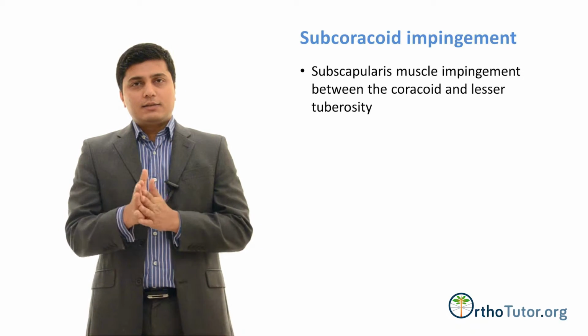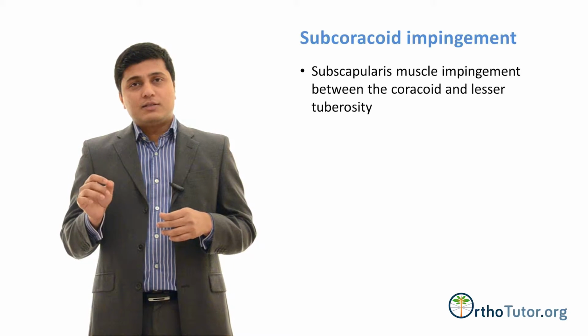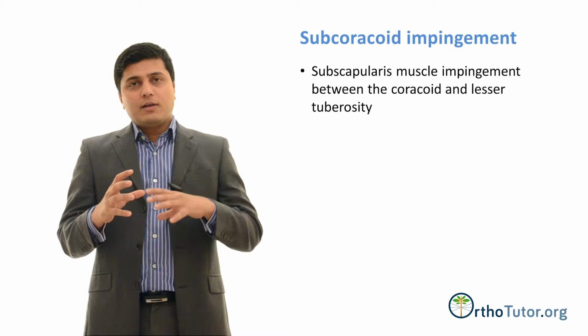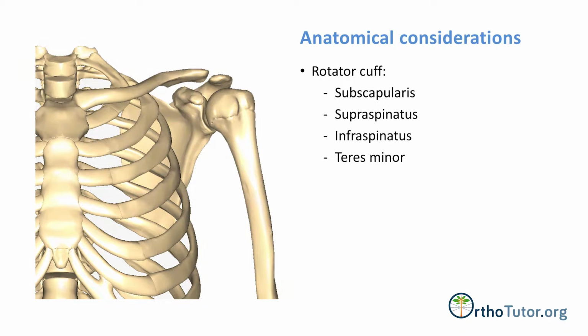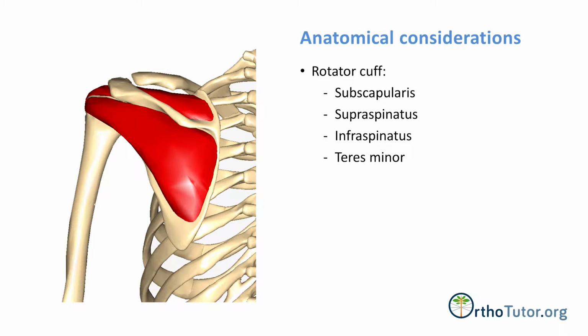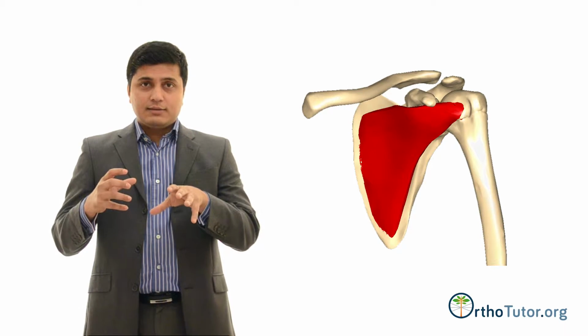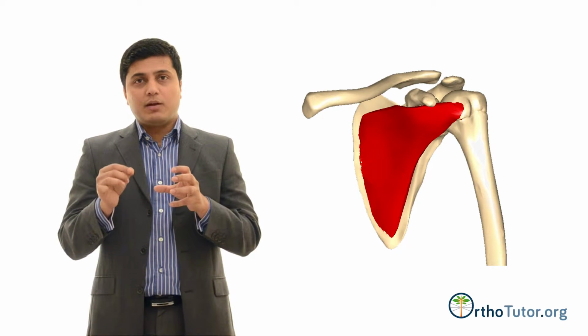Before understanding the definition of subcoracoid impingement, we must understand the anatomy of the rotator cuff and the relation of the coracoid to the lesser tuberosity as well. So let's look into the rotator cuff itself. The rotator cuff, as we know, has 4 tendons. The front is the subscapularis, the supraspinatus is at the top, and the infraspinatus and teres minor are at the top and the back. In subcoracoid impingement, the tendon which is getting impinged is the subscapularis tendon.